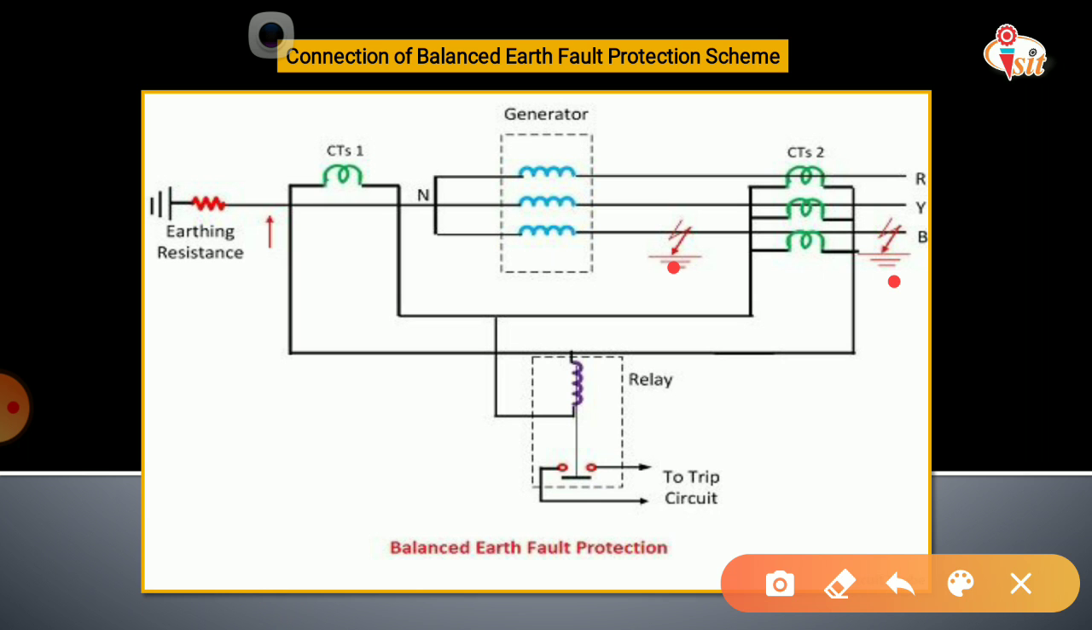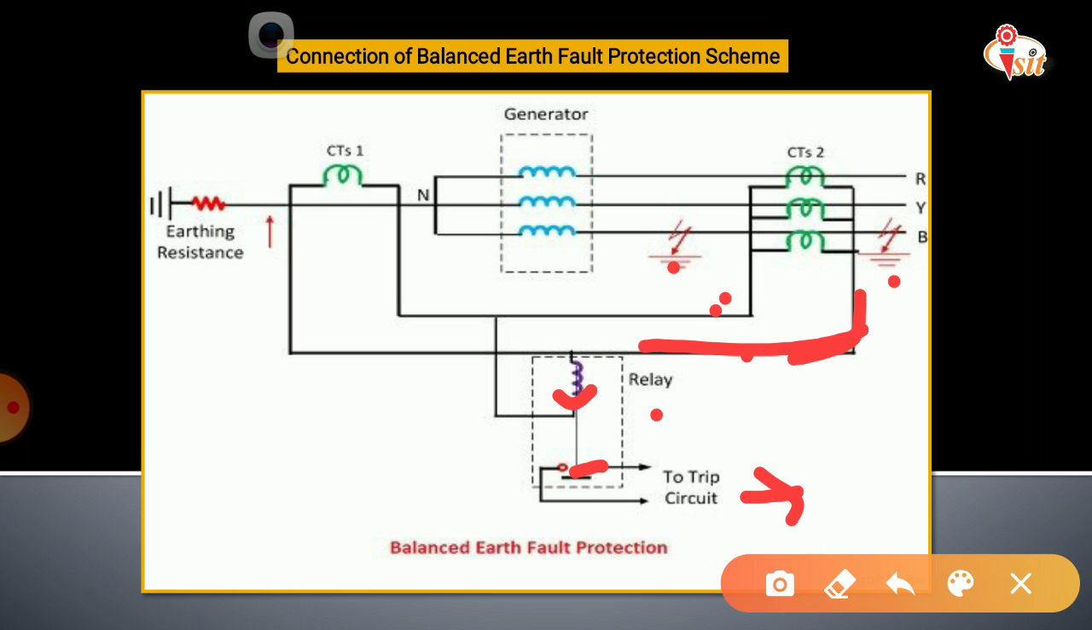So simple, when the fault occurs on phase B, some amount of current will flow to the CT secondary, and this current will flow through the relay, as these relay coils are connected across these two CT secondaries. Since the current flows through the relay coils, the relay coil gets energized, the contacts are closed, and it will send a signal to the circuit breaker for its operation. So this is the operation against the earth fault when the earth fault occurs on phase B.